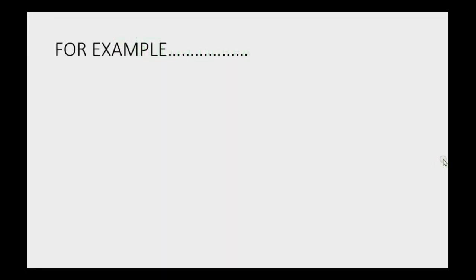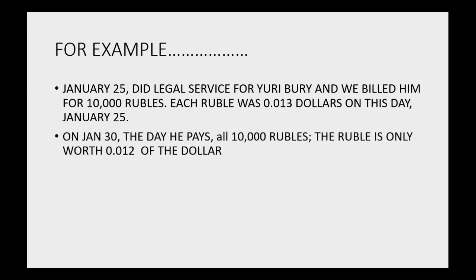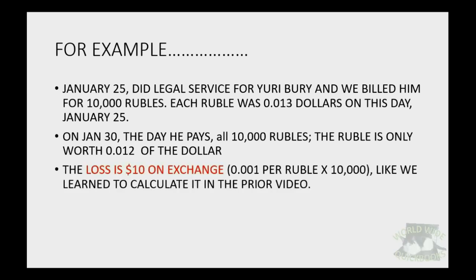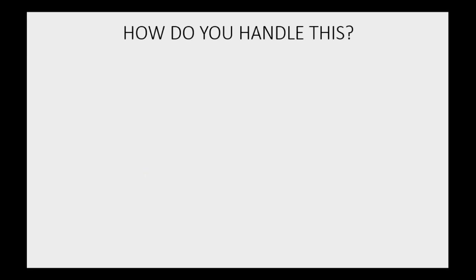For example, let's imagine on January 25th, we did legal service for Yuri Buri, and we billed him for 10,000 rubles. Each ruble was $0.013 on this day, January 25th. On January 30th, he pays all 10,000 rubles. The ruble is only worth 0.012 of the dollar on that day. The loss is $10 on the exchange, just like we learned how to calculate in a prior video. And to add insult to injury, they also deducted a $20 fee for the currency exchange and the transfer of funds. So how do you handle this?